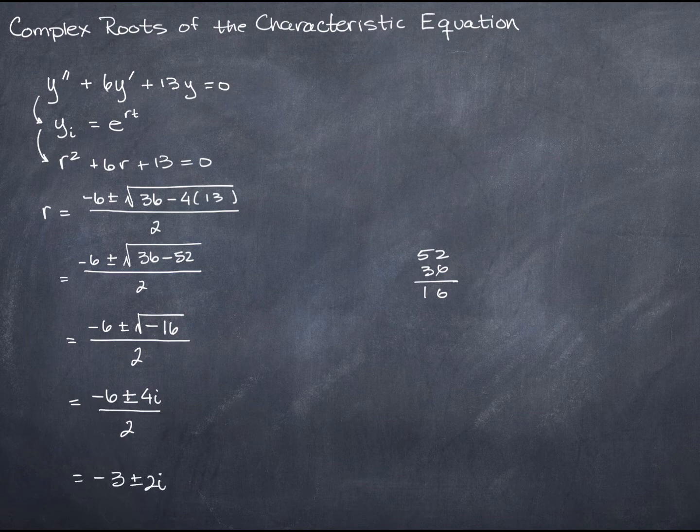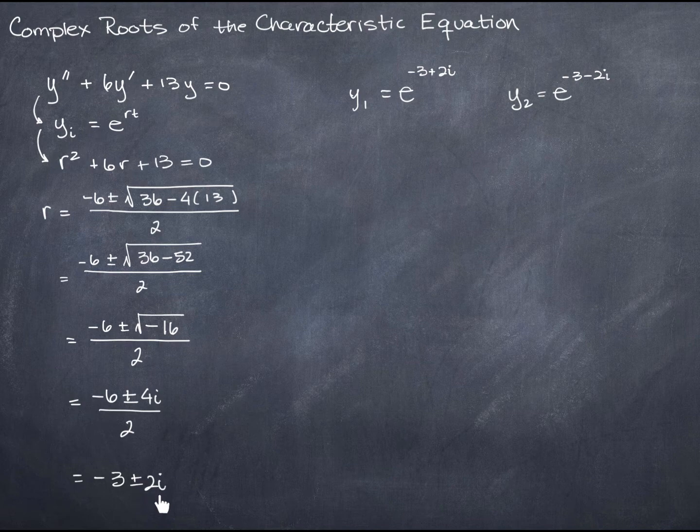And that tells me, get rid of my scratch work, that my two fundamental solutions are y1 equals e to the power of -3 plus 2i, and y2 equals e to the power of -3 minus 2i. So in form, so far, this looks just like the one that we did on the previous screen. We end up with two solutions as a result of using the quadratic formula.